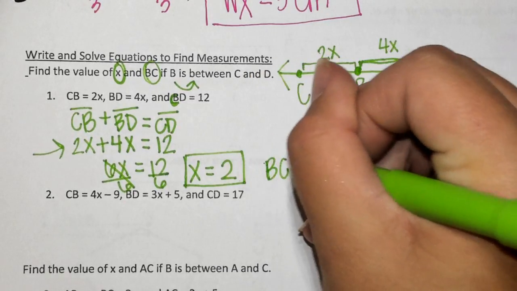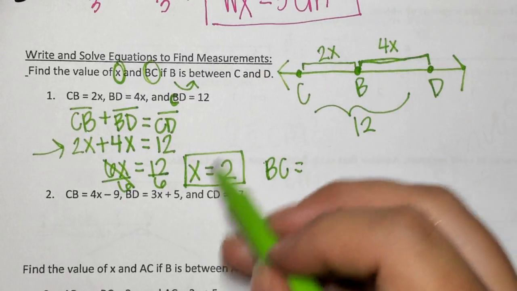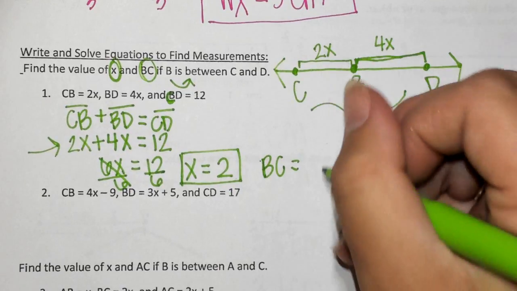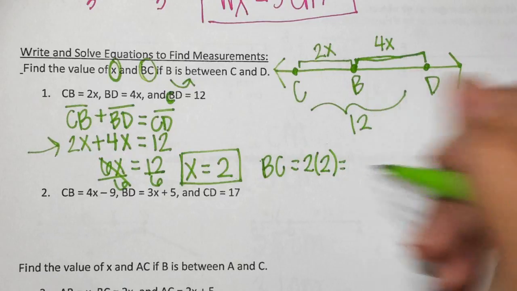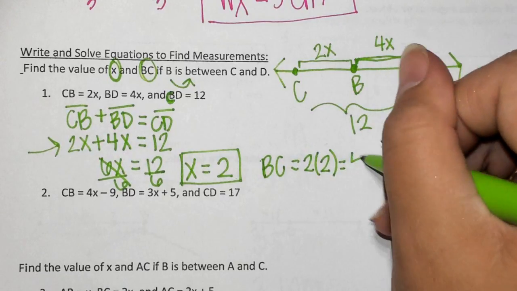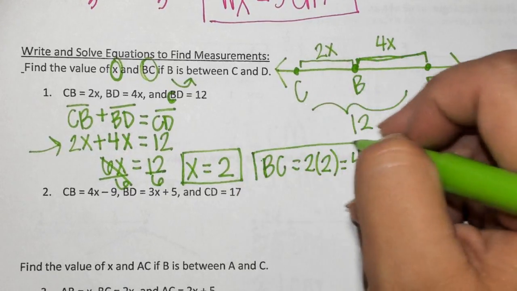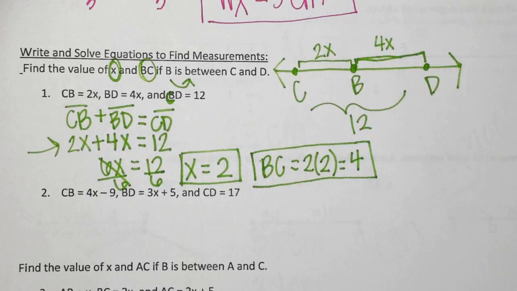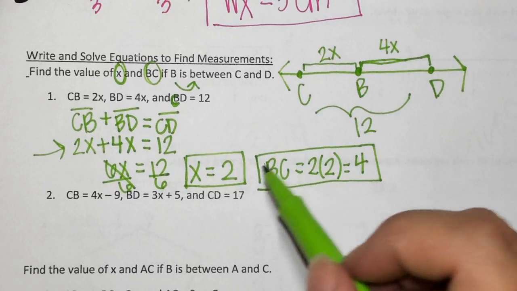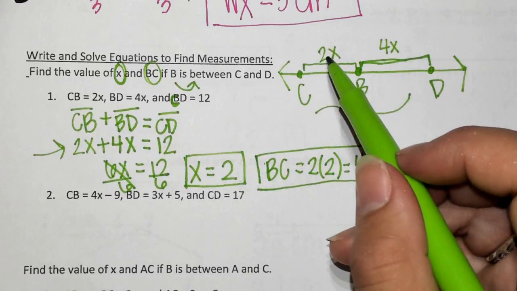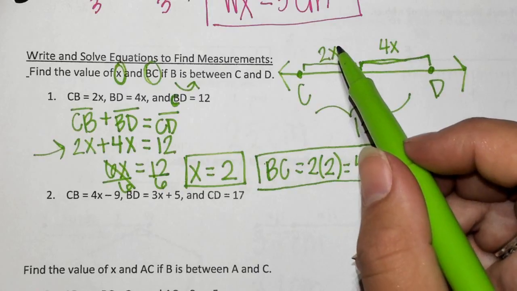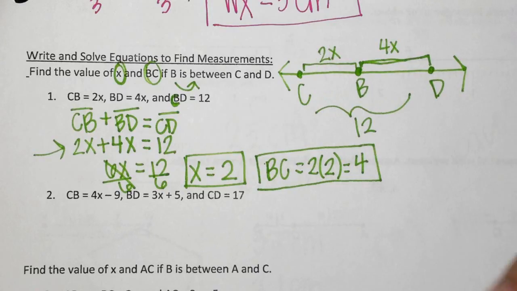This is so easy. BC. Remember our x was 2. BC is 2x. Well, instead of writing x, write 2. So 2 times 2 is 4. Did they give us a unit? No. 2 times 2, because we needed to find BC, right? BC is 2x. So 2 times 2 is 4.